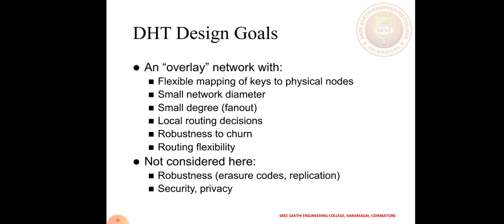Then, DHT design goals. What are the design goals? A very important design goal is the overlay network. That means a flexible mapping of keys to the physical nodes. A small network diameter and small degrees, that means the range covered is very small. Then local routing decisions, where the routing decision is local. Then robustness and routing flexibility. Routing flexibility is there, but one drawback is that the small degree is a limitation. Robustness means erasure codes and replication. Security and privacy are very important in DHT.